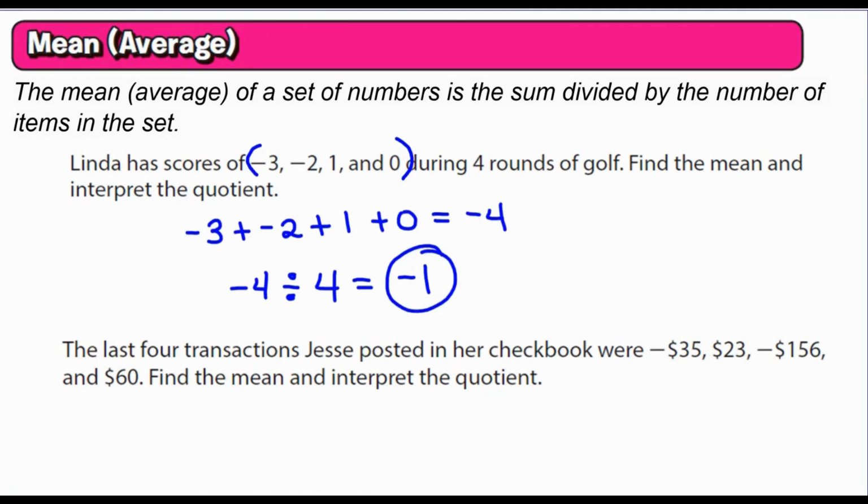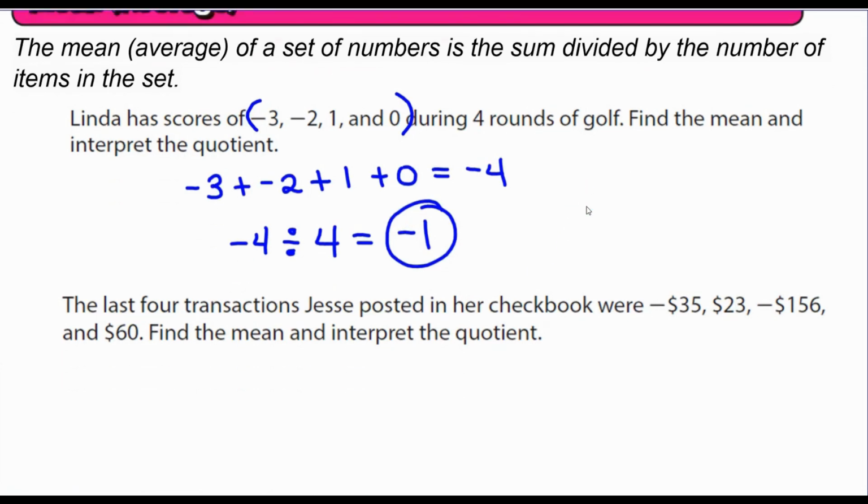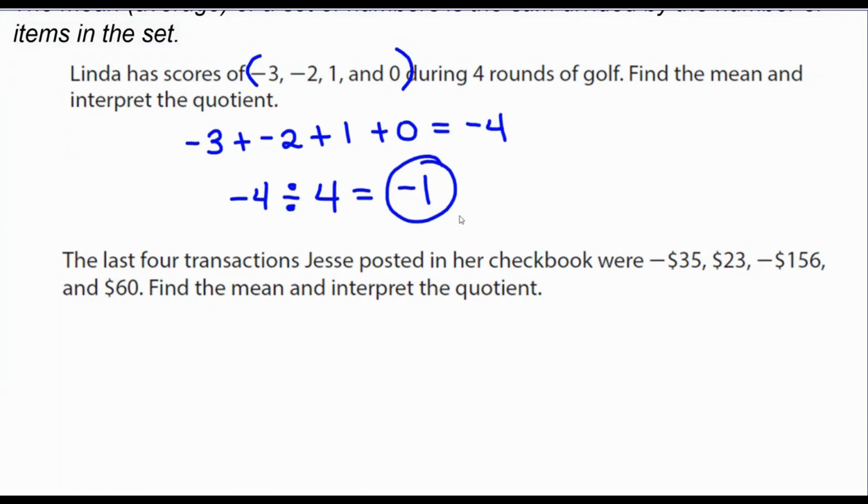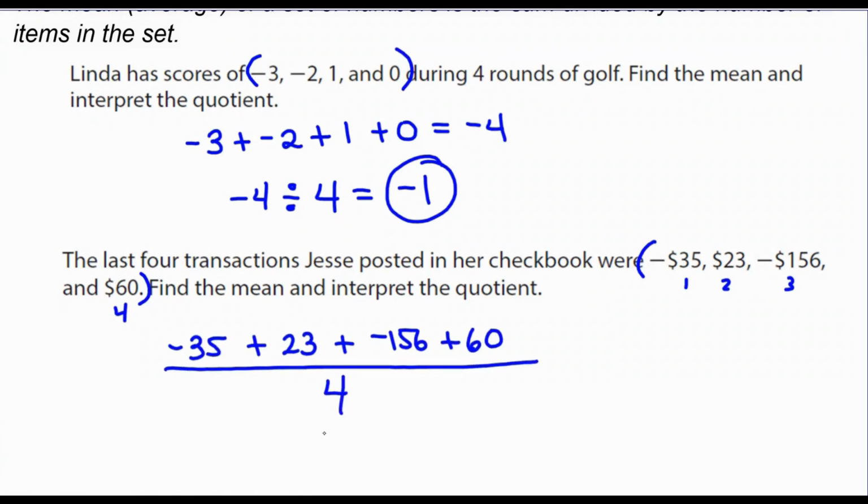Next one, the last 4 transactions Jessie posted in her checkbook were -$35, $23, -$156, and $60. Find the mean and interpret the quotient. So we're going to have to add all of her transactions together and then divide by 1, 2, 3, 4, since there were 4 transactions in her checkbook. So we're going to add -35 plus 23 plus -156 plus 60. And then we're going to divide that all by 4.